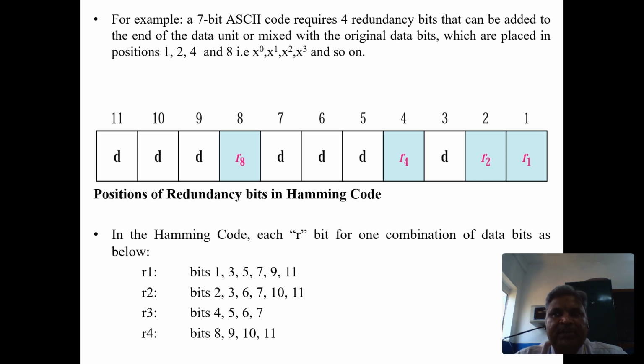Similarly for R3, we choose those numbers that yield a value of 1 in the third column from the right. Finally for the R4 positions, we look at the leftmost column and pick the numbers that yield 1, and those numbers are shown on the screen. For R1 it is 1, 3, 5, 7, 9, 11. For R2 it is 2, 3, 6, 7, 10, 11. For R3 it is 4, 5, 6, 7, and R4 is 8, 9, 10, 11. These are the positions where we are going to cross verify.